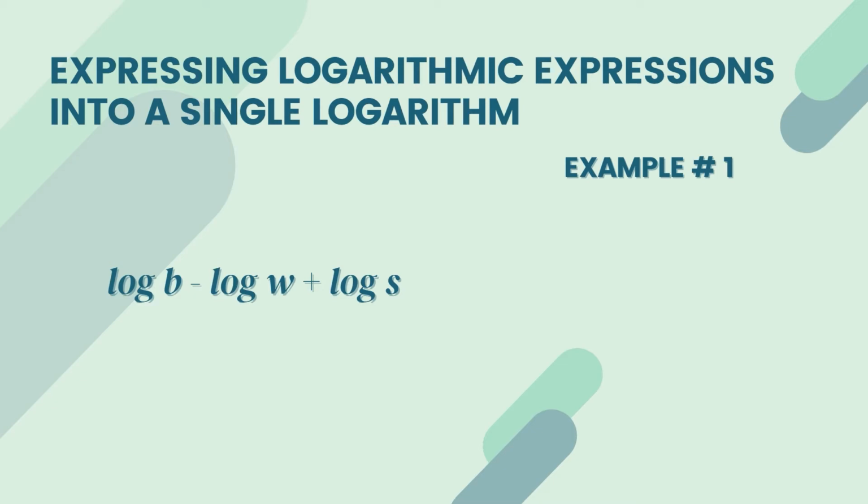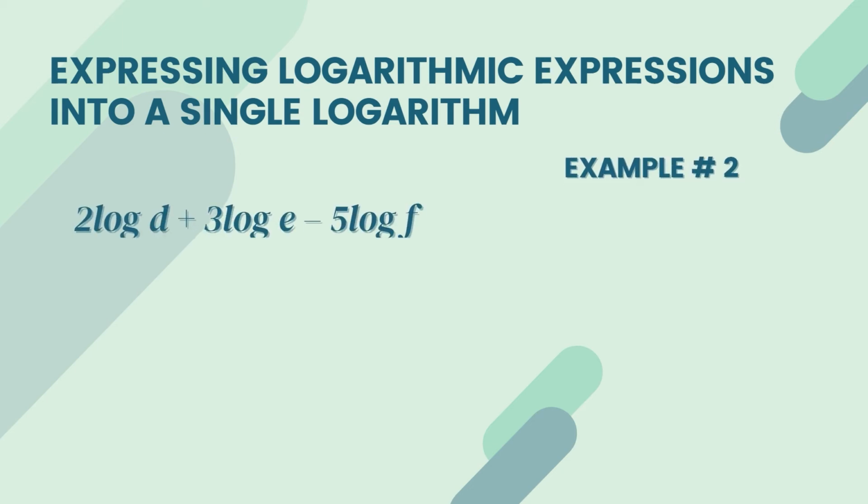For our first example, let's start simple. We have log b minus log w plus log s. Take note, the ones that contain the positive sign will go on top, so that's b and s. So that's b times s. Since w has a negative sign in front of it, it's directly going to go in the bottom, so our final answer is going to look like this: log bs over w.